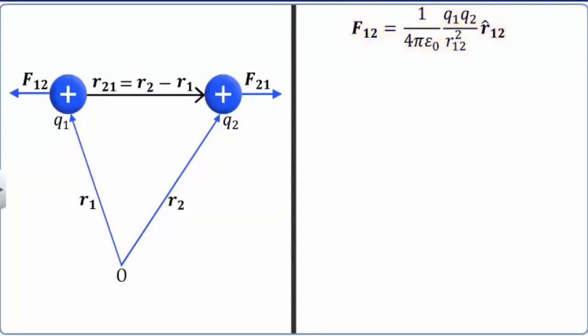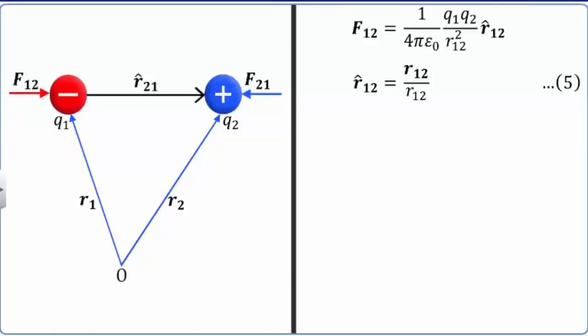If Q1 and Q2 are like charges, they repel. In this case, the product of the charges Q1 and Q2 will be positive. The unit vector R12 cap is given by equation 5. Here, the force F12 will be in the direction of the unit vector R12 cap. If Q1 and Q2 are unlike with respect to each other, the force F12 will be in the direction of the unit vector R21 cap as given in equation 6.